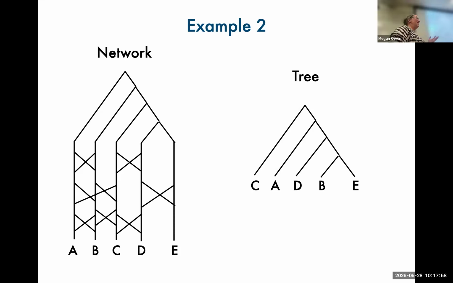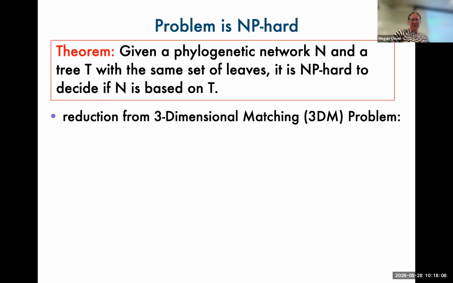Once you start thinking about that, and thinking, okay, can we somehow uncross things? This maybe makes you start to think of NP-hardness problems. Okay, so it's NP-hard. It's a reduction from three-dimensional matching.